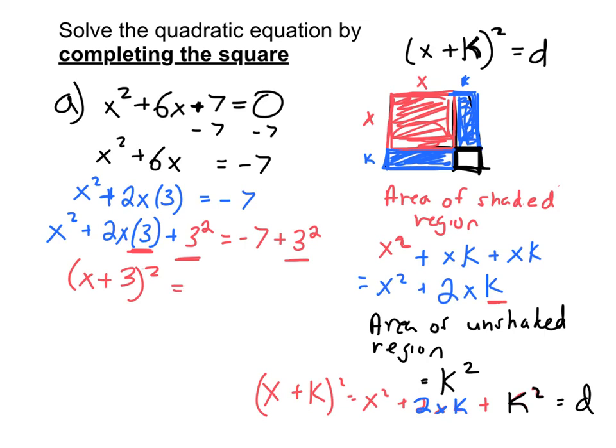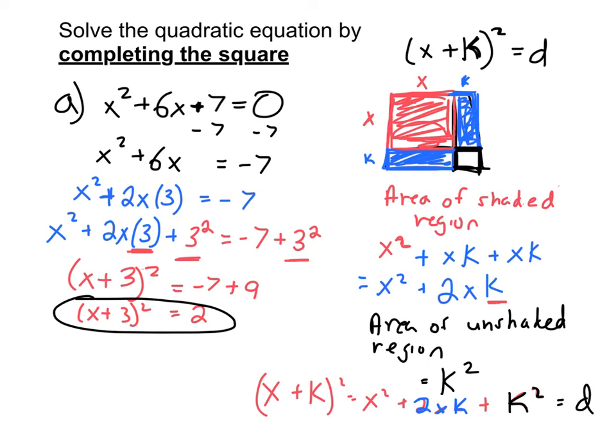I have negative 7 plus 3 squared, which is 9. Okay, so negative 7 plus 9, this would leave us with 2. So I'll end up with x plus 3 squared equals 2. Yay! That is the complete square. Okay, so I finally have got it into this format. x plus k squared equals d. Okay, that was the goal. I got it into that format.